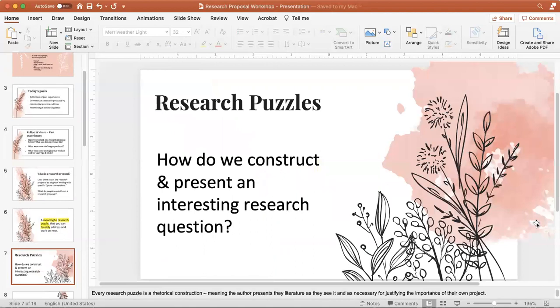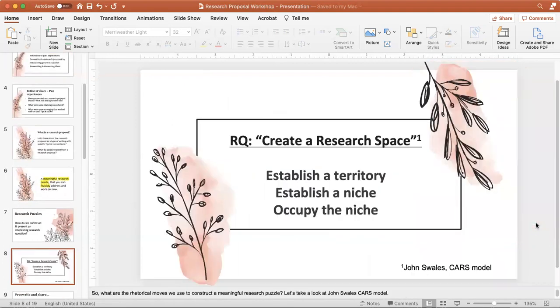All right, so how do we construct and present an interesting research question, which are basically some intellectual inquiries that you may have and you want to address through your research process? One way to think about it is to create a research space. So establishing the overall big territory, the ground of academic literatures, the broad research topics that you are interested in, and then establishing a niche, a specific smaller area that you're interested in, and occupy that niche.